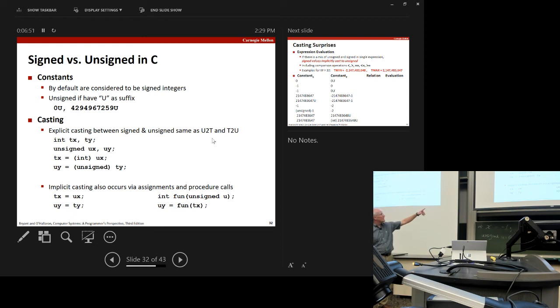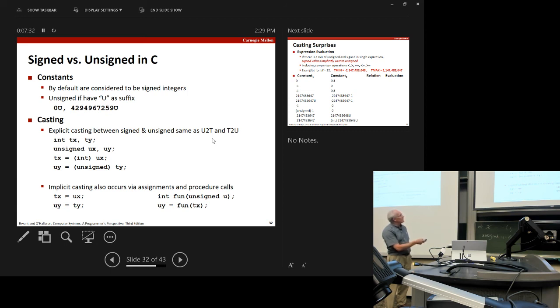For example, if I just say ux, some unsigned value, and I assign it to a signed int, it will do this. It's implicit casting. And of course, in this case, nothing really happens because the bits stay the same. But logically, I'm converting in some way between an unsigned number and a signed number here without anything being obvious that that's going on.